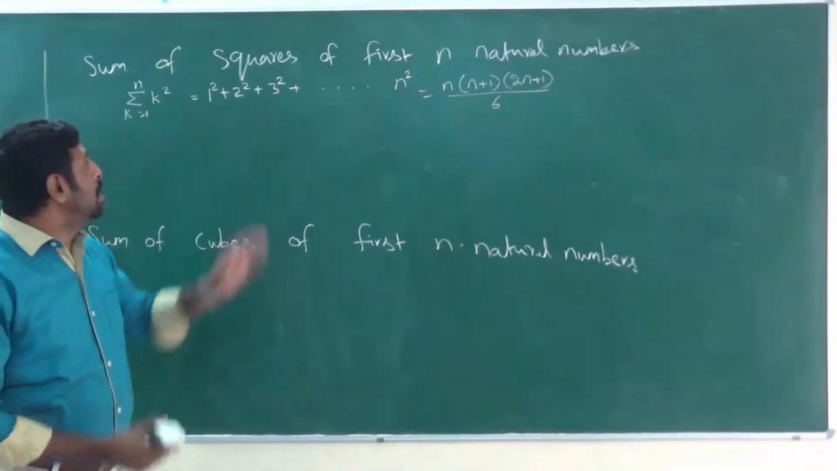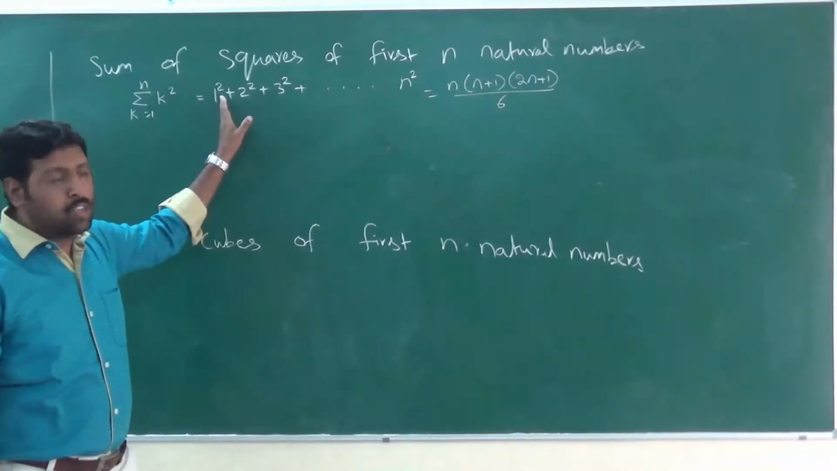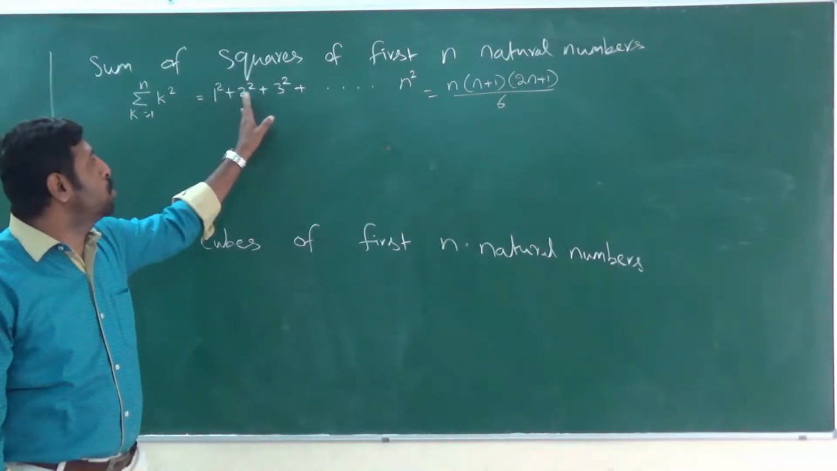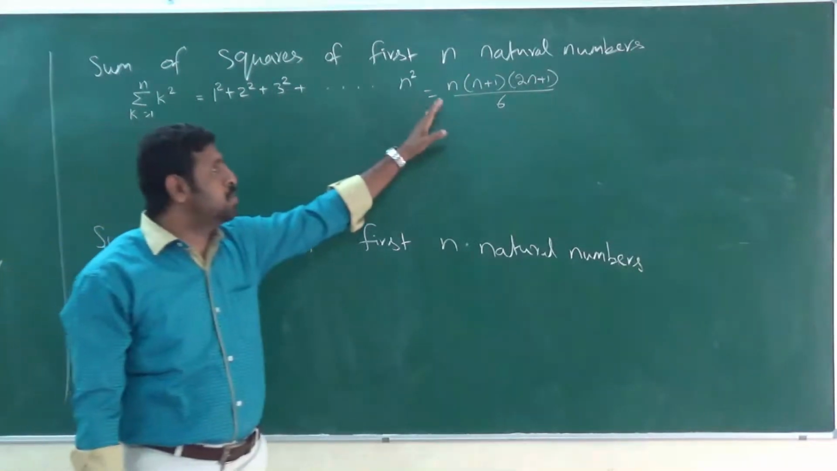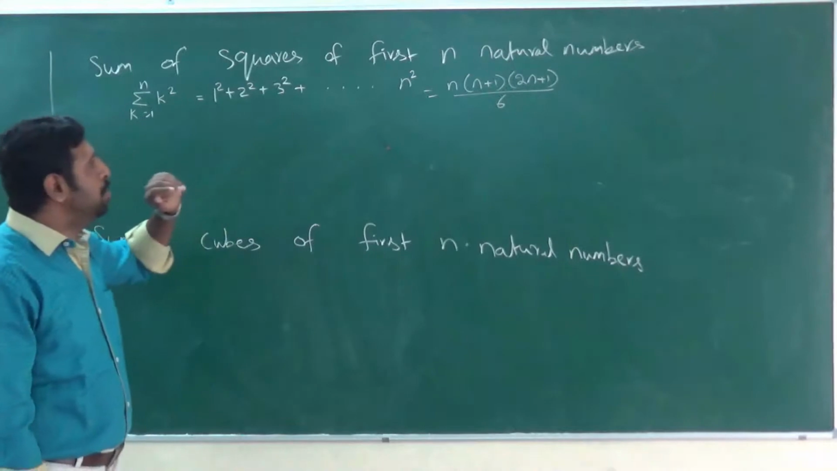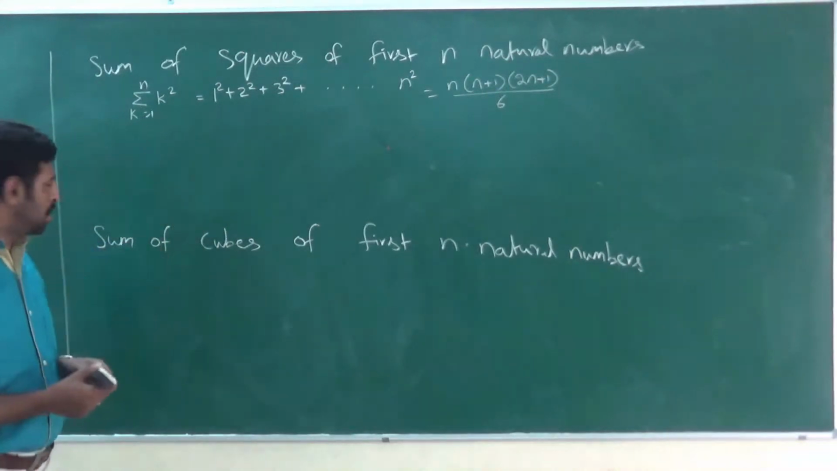The formula is always for the first natural numbers, right? 1 square, 2 square, 3 square, only then can we apply this formula, right? If you start in between the numbers, you cannot use the formula.